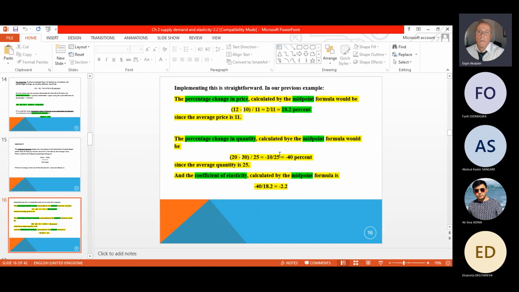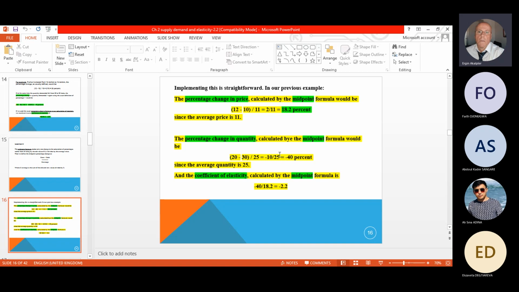Implementing this is straightforward. In our previous example, the percentage change in price calculated by the midpoint formula would be 12 minus 10 divided by 12 plus 10, which is 22, divided by 2 is 11. Then 12 minus 10 is 2, and 11 is the denominator. Then the numerator is 2 and the denominator is 11. 2 over 11 is 18.2 percent, the estimated price change.